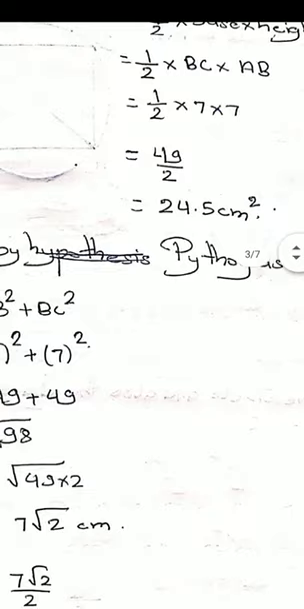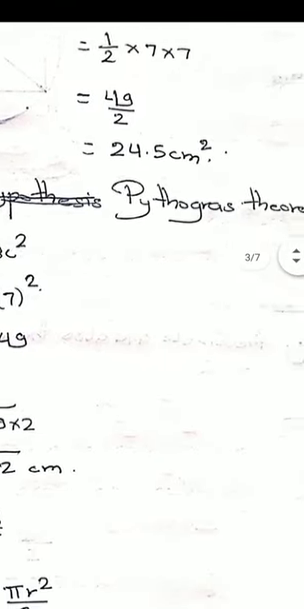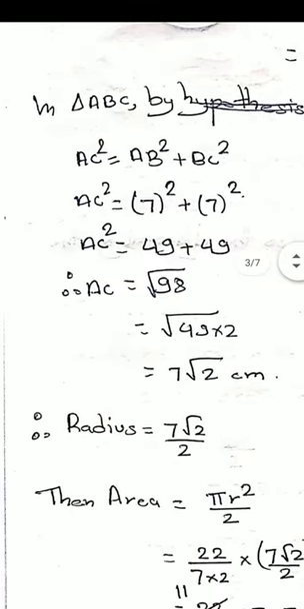But we need to find the area of the semicircle as well. For that we require the radius. The radius can be found using the diameter. The diameter in this case is the hypotenuse, and they have told us that it is a right angle triangle. So let us make use of the Pythagoras theorem. In triangle ABC, by Pythagoras theorem, AC square equals AB square plus BC square.